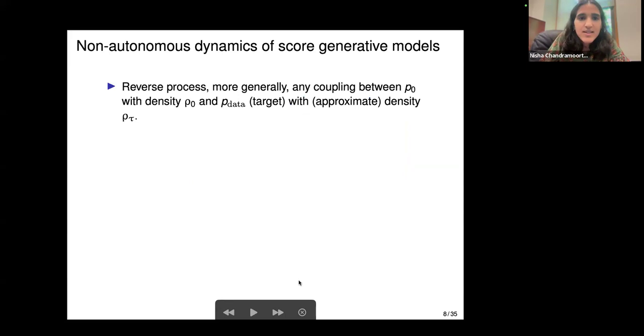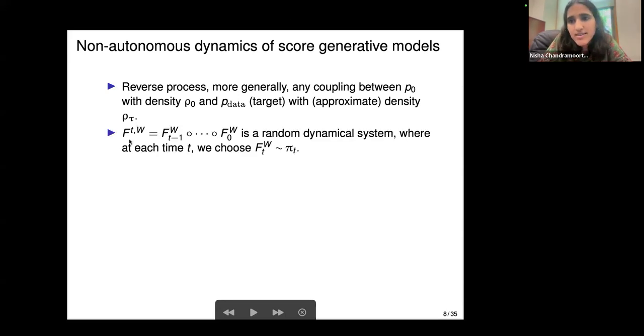To answer these questions, let us take a dynamical systems perspective, which means that we have to start viewing all kinds of generative models as, as this title says, score generative models, but really we are going to say any kind of generative model, even the ones based on flow matching, as a dynamical system. Okay, so in a score generative model, the reverse process is going to be our dynamical system, and the reverse process is a coupling between some P0, which has a density rho 0, to P data that may or may not have a density. So we'll say it has an approximate density rho tau.